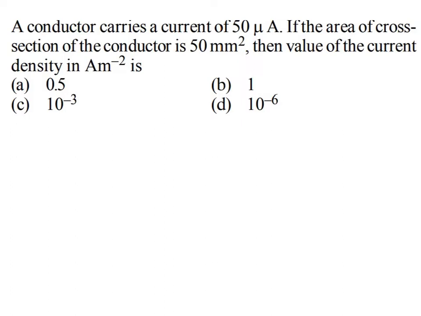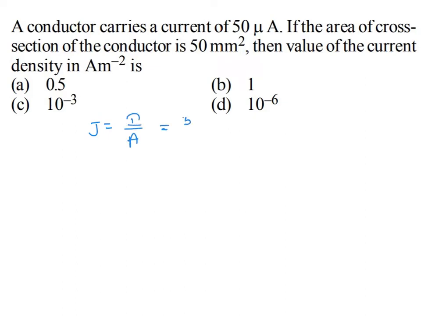So a conductor carries a current of 50 microampere. If the area of cross section of the conductor is 50 millimeter square, then the value of the current density in ampere per meter square is, current density, you know that J is equal to what is that? Current I divided by A, right?